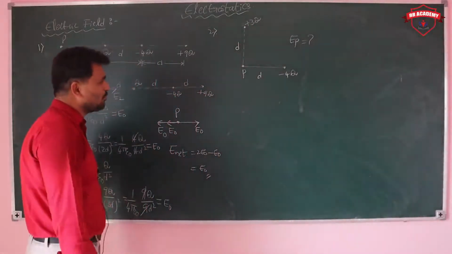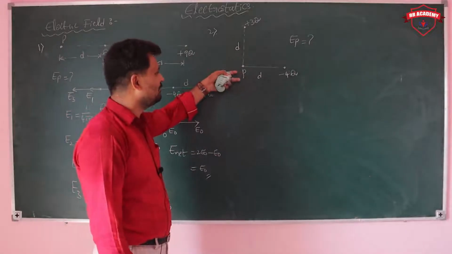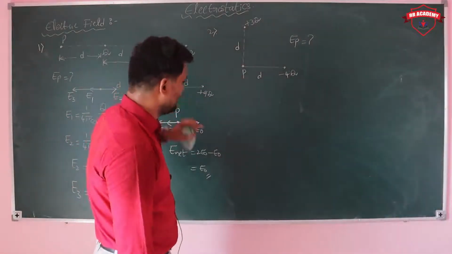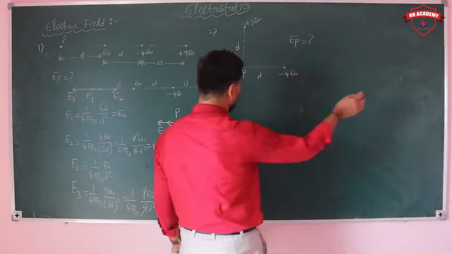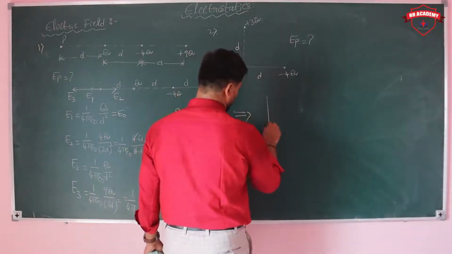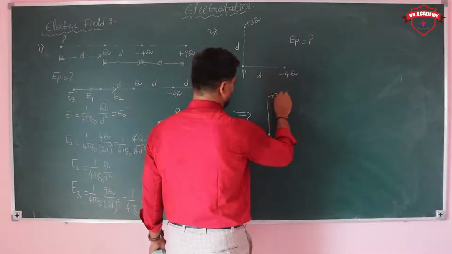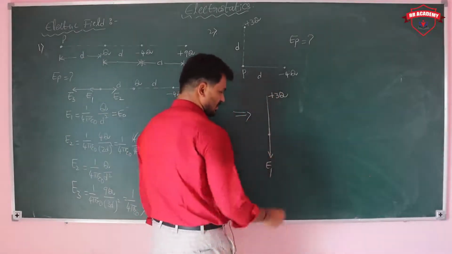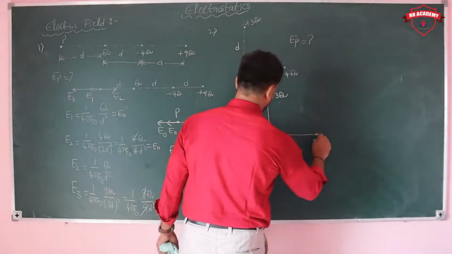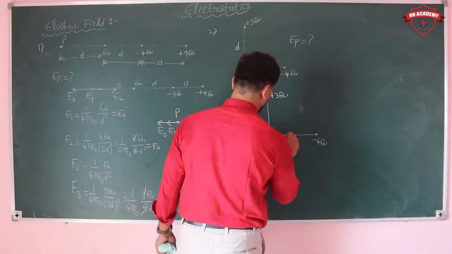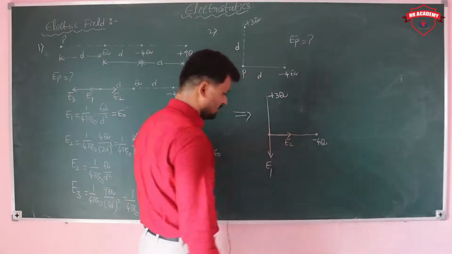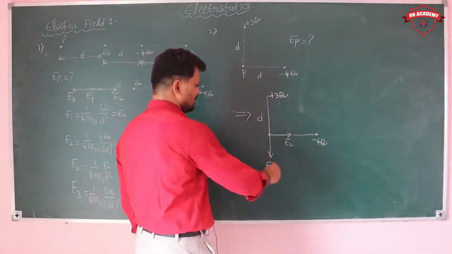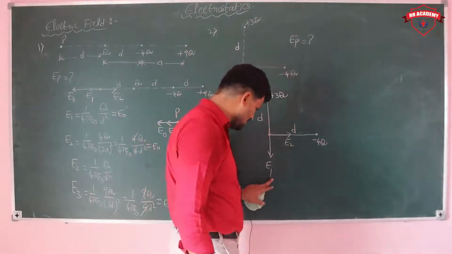Let's see one more problem. What is the electric field at point P? There is plus 3Q and here minus 4Q. So let's take the direction of the electric field at point P. This is positive charge, the field direction is this. This is negative charge, then the field direction is this. Means both are perpendicular to each other. But first try to get the magnitude. How much distance? D distance as well as D distance.